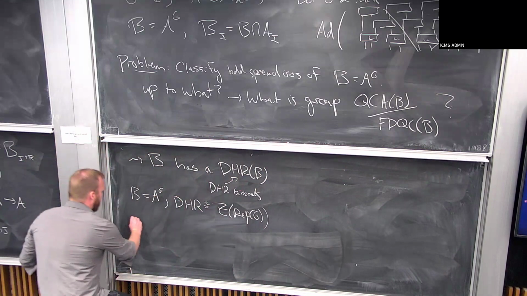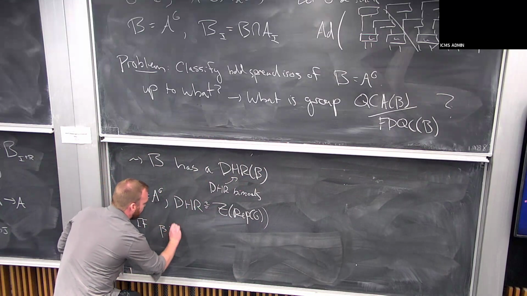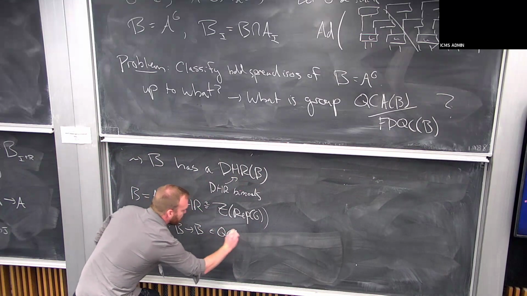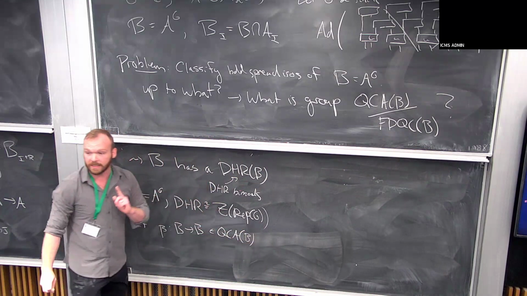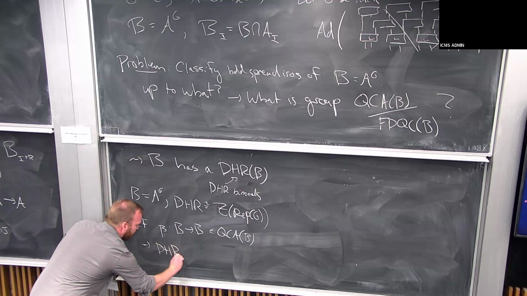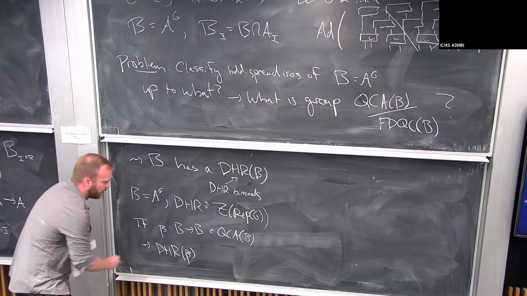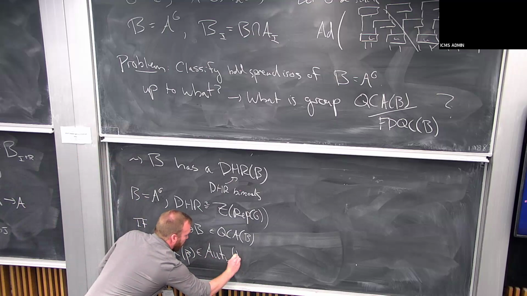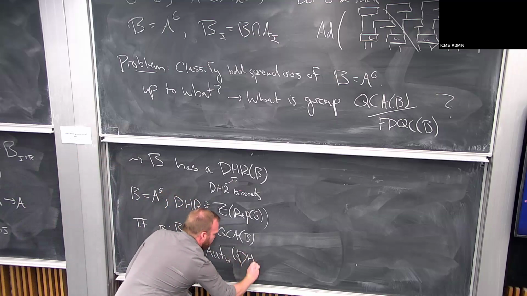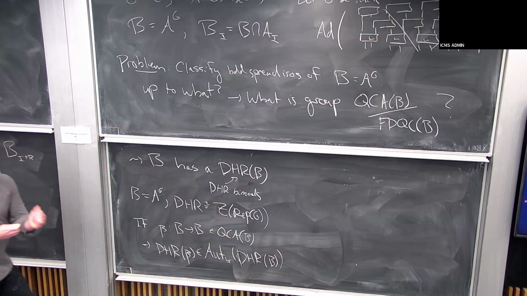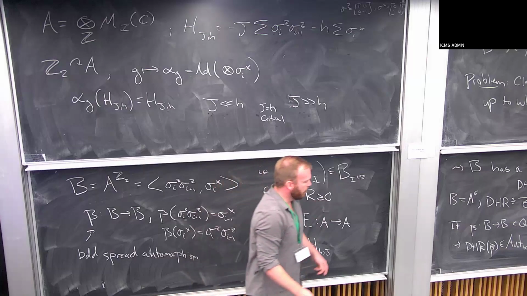So actually, if beta from B to B is a bounded spread isomorphism, then it induces naturally a braided autoequivalence on the DHR category. I'll call it DHR of beta because I'm thinking of DHR itself as a functor. DHR of beta is a braided autoequivalence of DHR, which in this group case, of course, is just the Drinfeld center of Vec G. And it contains finite depth circuits in the kernel.